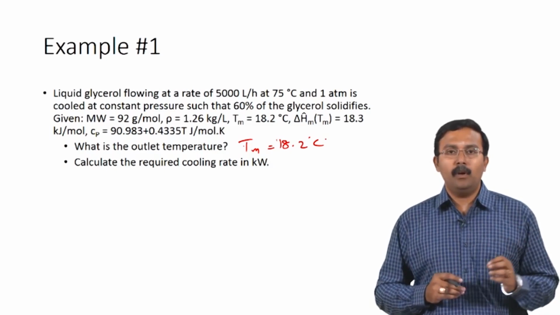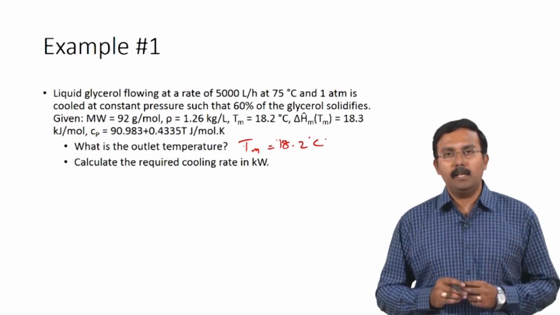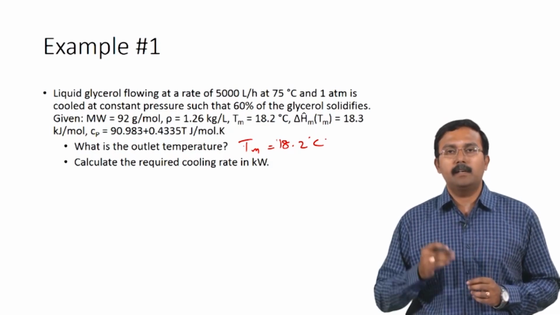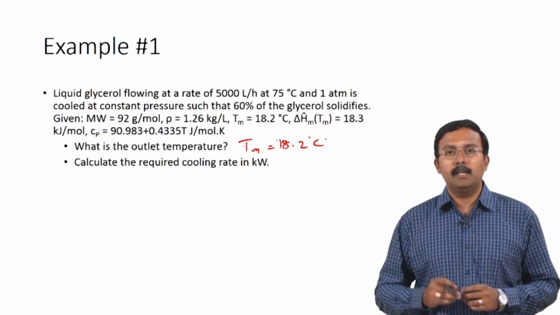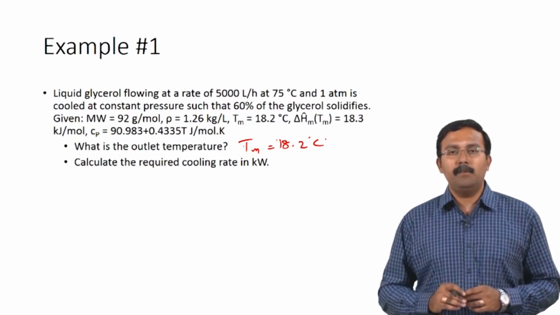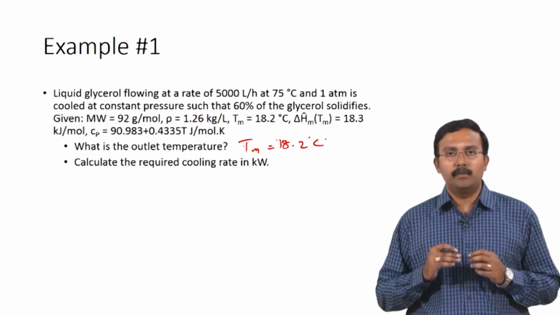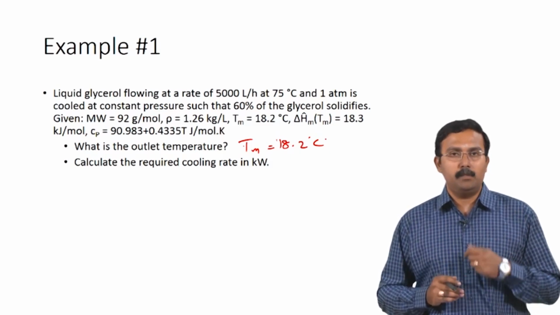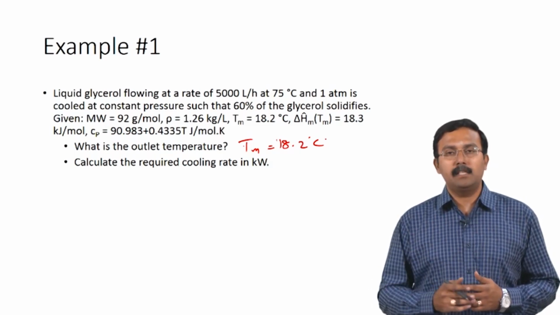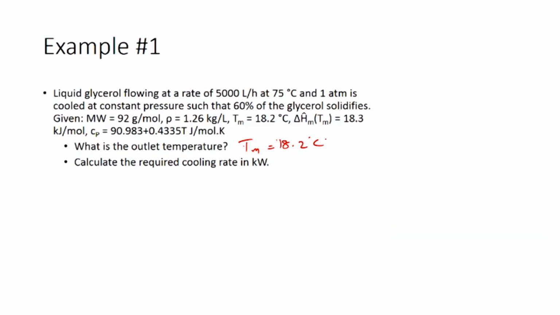The flow rate has been given as a volumetric flow rate, which is 5000 liters per hour. This volumetric flow rate needs to be converted to molar flow rate, so that we can use the delta Hm cap and the Cp values directly. For doing that, this volume first needs to be converted to mass, and then from there we can convert mass into moles. So, we have the density.